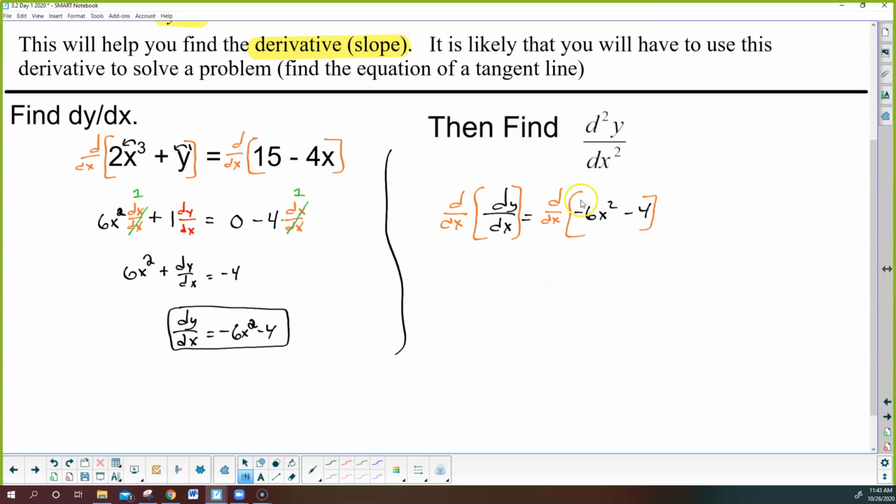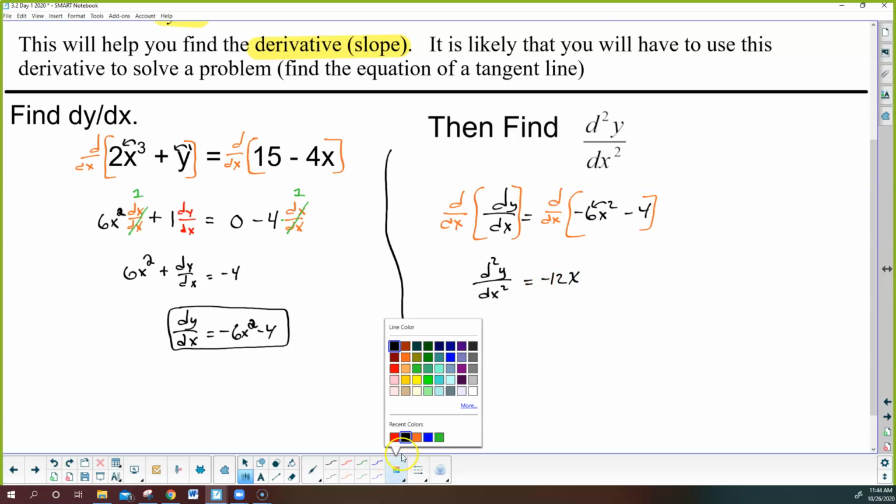All right, so I'm taking the derivative of both sides. And what do we get? Notice there's a d times a dy. Well, d times d is d squared, and there's only one y. But then I have a dx times a dx, and that's equal to dx squared. So that's where this notation comes from. And then we're just going to take the derivative of each piece. So now we're going to take the derivative of negative 6x squared. Well, that 2 is going to come down.